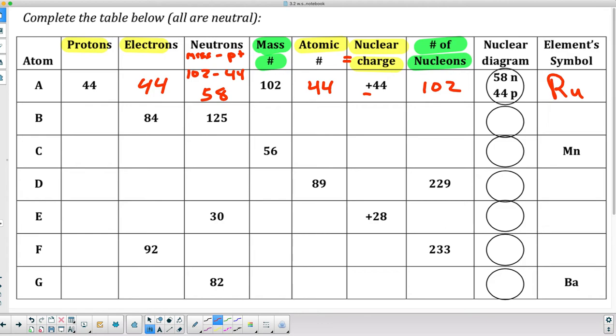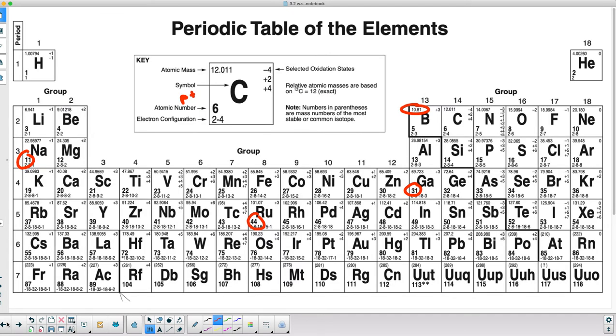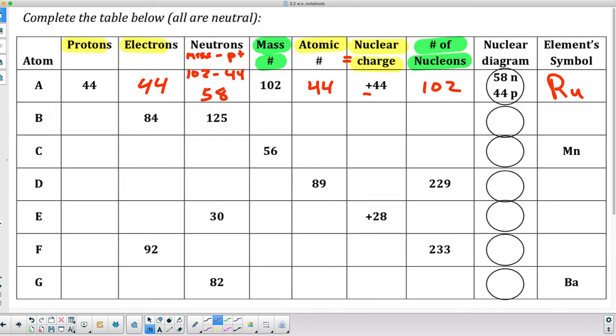Okay, let's do another example, just so that we get used to this. Let's do one where we're given the symbol. The symbol is Mn. The first thing I do is go back to my periodic table. Mn is number 25. So I can do 25 for protons, 25 for electrons, 25 for atomic number, and plus 25 for nuclear charge. Excellent. Here I can do 25 for the number of protons.